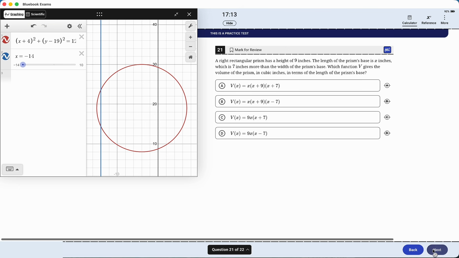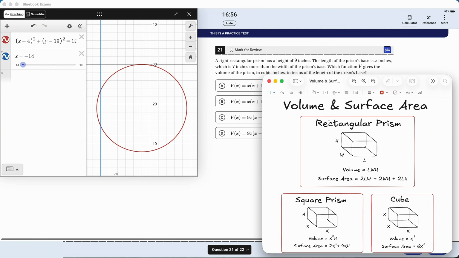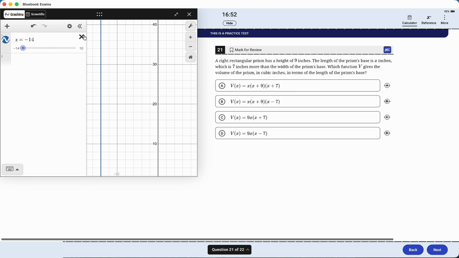Yep, okay. Next one here, it says a right rectangular prism has a height of 9 inches. The length of the prism's base is x inches, which is 7 more than its width. Which function v gives the volume of the prism? Okay, cool. So what we want to revisit is rectangular prism and volume, right? Volume is length times width times height. You see, they're telling you that the height is 9, so it'd be length times width times 9.